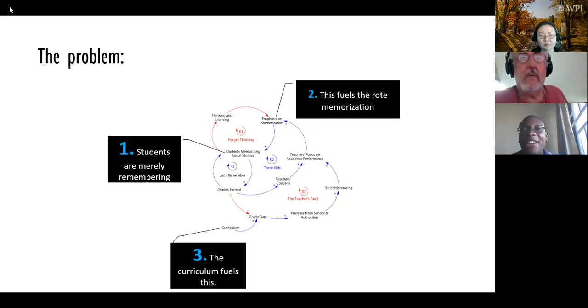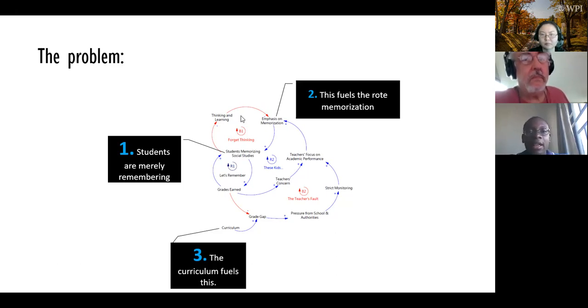Have you seen? But the more they remember, the less they think and learn. And the less they think and learn, that increases their motivation to memorize. It increases their motivation to memorize, and so they keep memorizing. They forget thinking, which is the balancing loop, in the feedback process.